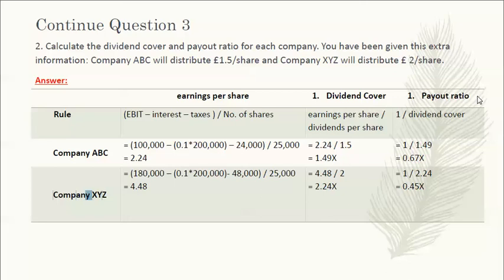So here for company ABC, the payout ratio equals 1 over dividend cover, which is 1.49. So the payout ratio equals 1 over 1.49, so the payout ratio for company ABC equals 0.67x. While the dividend payout ratio for company XYZ equals 1 over dividend cover for company XYZ, which is 2.24. So the payout ratio for company XYZ equals 0.45x.